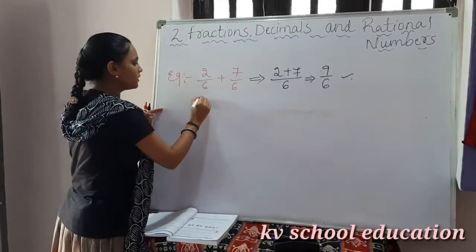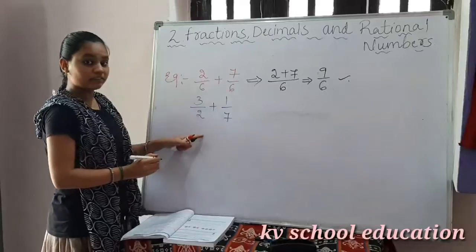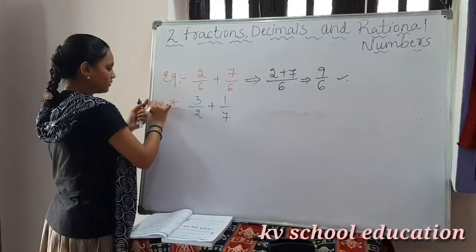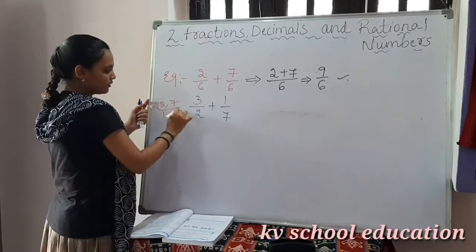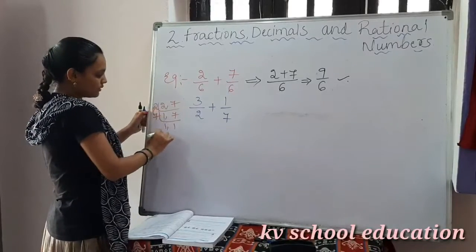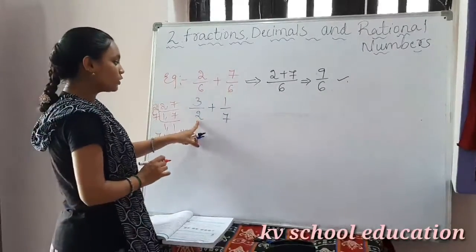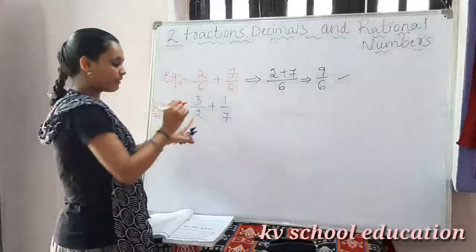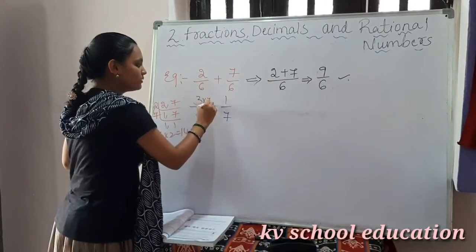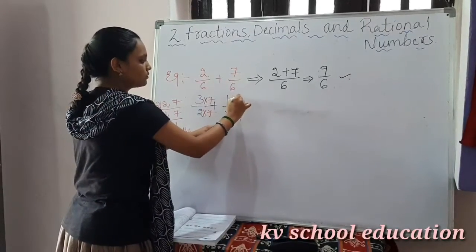One more example we will take: 3 by 2 plus 1 by 7. This is an unlike fraction again, so now we will take the LCM. 2 comma 7. 2 ones are 2, and in the 7 table it is possible. 7 into 2 is 14, so 14 is the LCM. In the 2 table, 14 is possible at 7: 2 sevens are 14. So we multiply by 7, and the same we should multiply for the numerator also. And here 7 into 1, and into 1, the same.